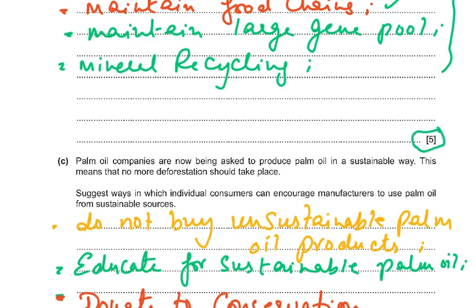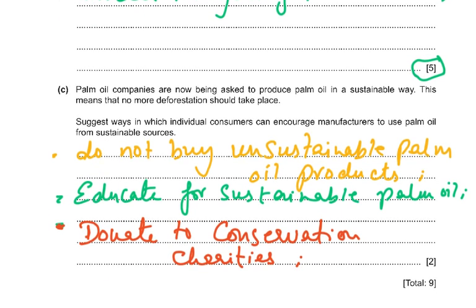So 5 marks, I wanted 5 points. You should have written more so that maybe if one was wrongly written, you would get your mark for that as well. Then it said palm oil companies are now being asked to produce palm oil in a sustainable way. Sustainable way means that it can keep on and on for years and years and years. This means that no more deforestation should take place.